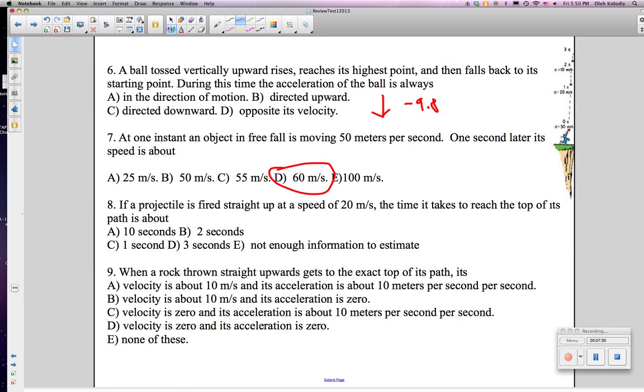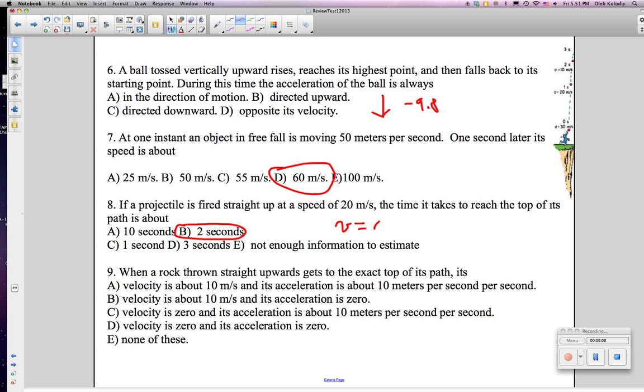If a projectile is fired straight up at a speed of 20 meters per second, the time it takes to reach the top of its path is about... Stop the video and see if you can answer that question. Well, if it's losing speed at a rate of 10 every second, then it's going to be about 2 seconds in order for the speed to become 0. After 1 second, it's 10 meters per second. After 2 seconds, it'll be 0.